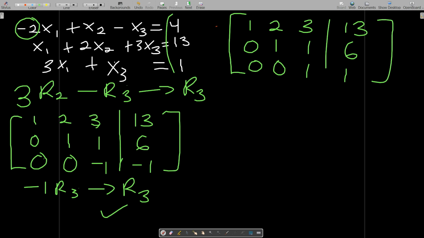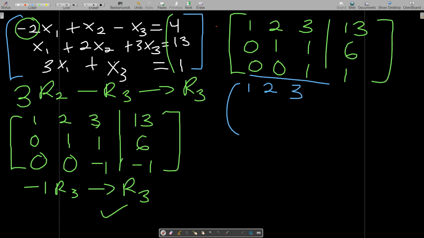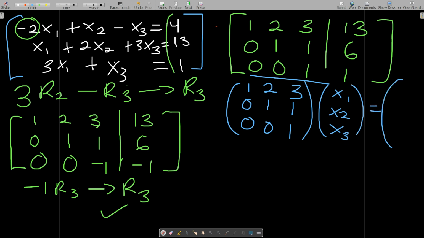Now what this means is that since we've been able to reduce this matrix to this, if you want to get this whole equation back in terms of this matrix, this is how the statement reads. You take the coefficient matrix, reduced to 1 2 3, 0 1 1, 0 0 1, multiplied by x1, x2, x3, and this should give us 13, 6, 1. So the new reduced form of the last one, the constants. That is what we get.